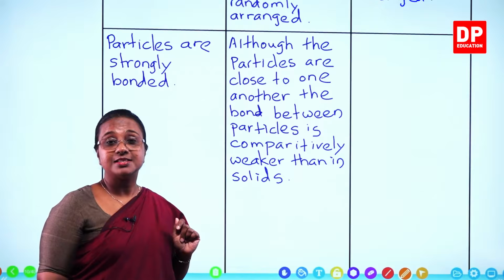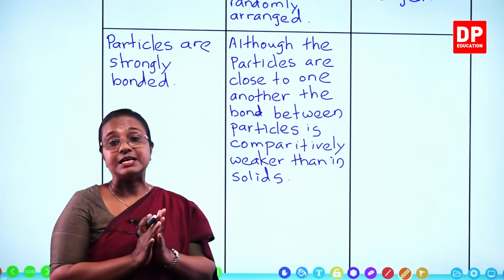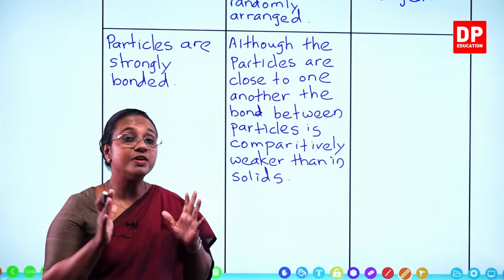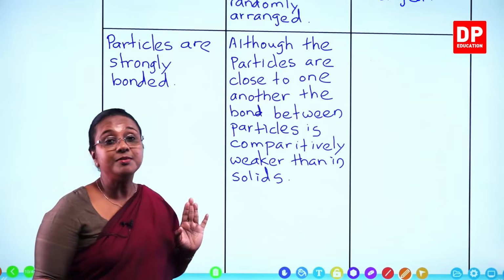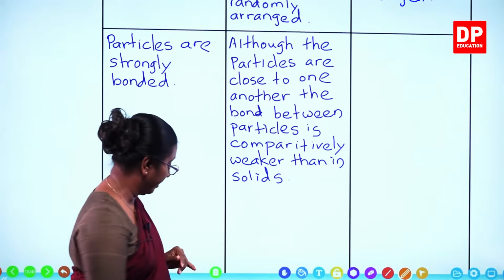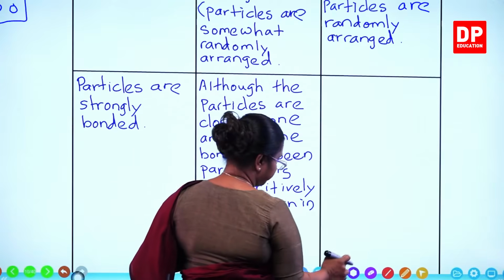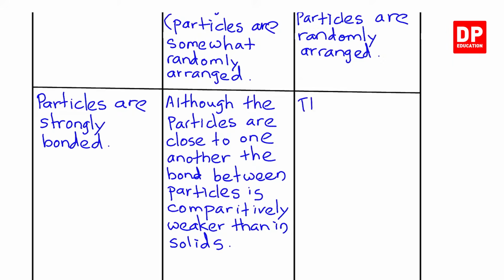What about the gases? They were completely randomly arranged. So the particles were far apart from each other. So that means the bond between particles is very, very weak. So here we can say the particles are very weakly bonded.